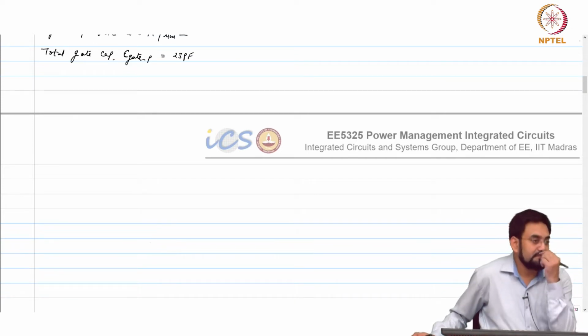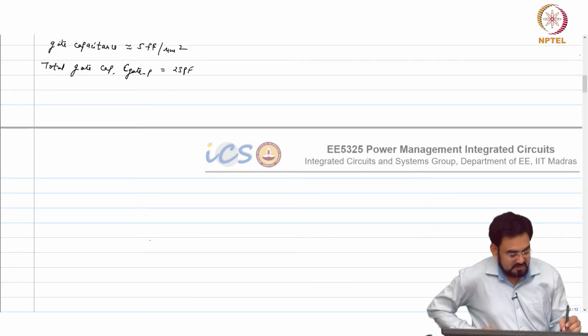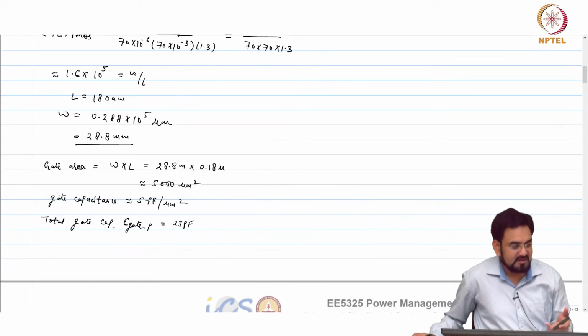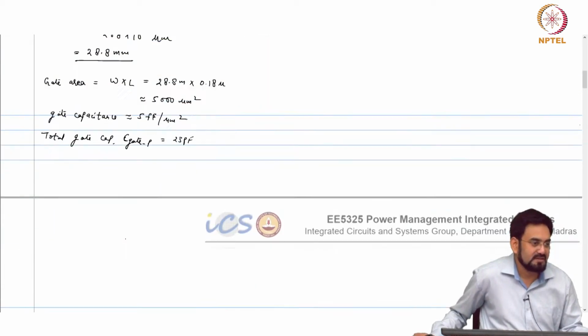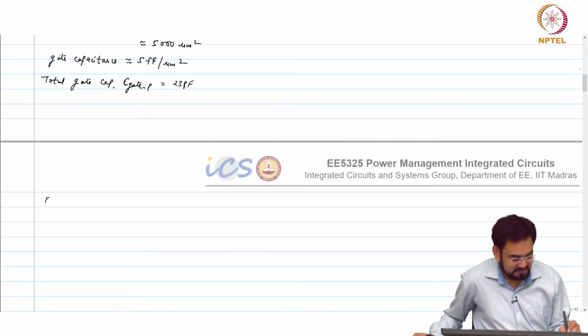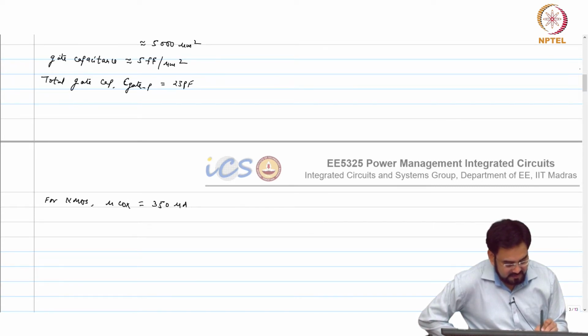Anybody remembers the mu Cox for NMOS? So, PMOS 70, how much? 350, 5 times. Which means for the same RDS on, the device size will be 5 times less. So, for NMOS, mu Cox is approximately 350 microamp per volt square, correct?